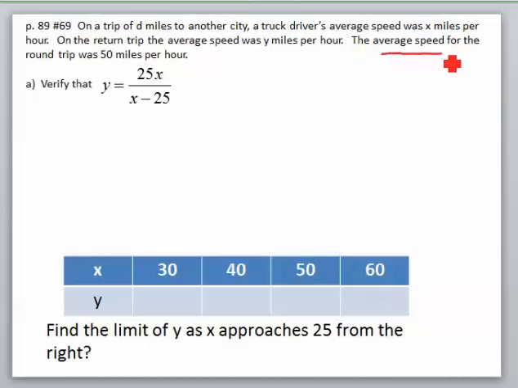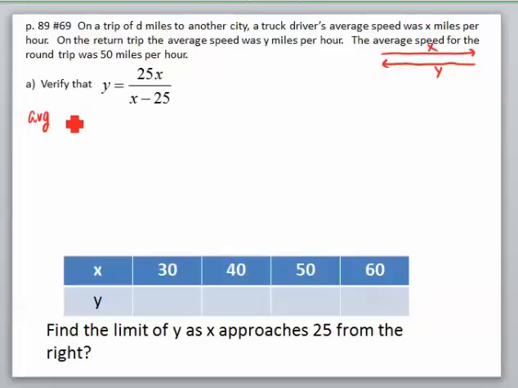So you have this truck that drives this direction, X miles per hour, and then he drives back Y miles per hour. The average speed for the round trip was 50 miles per hour. I'm supposed to verify that this is true. So what I've got to do is I'm first going to start with just talking about this in general.